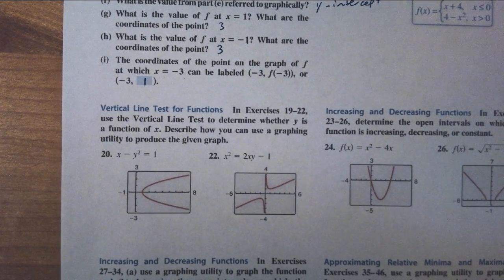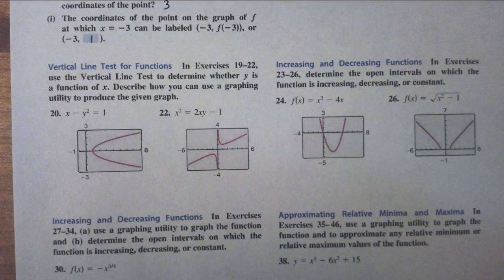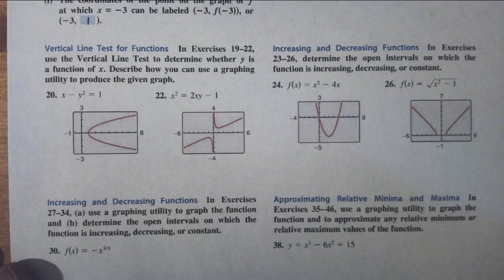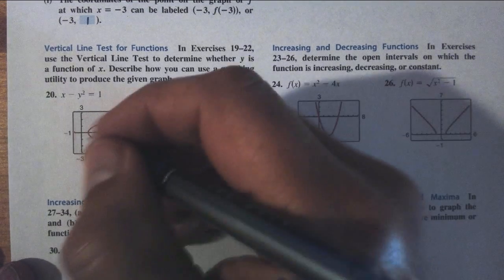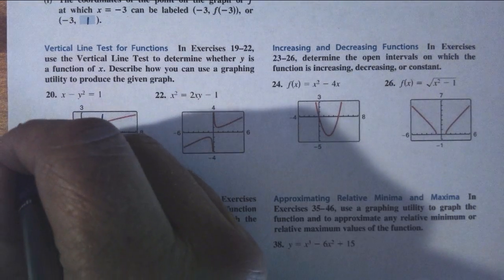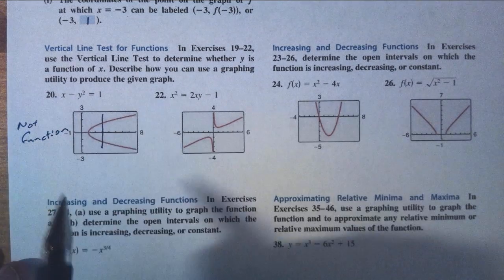Okay, I want to wrap up through 40 here and then split this into 2 videos. We'll be doing this section over a couple days. Vertical line test for functions. Oh, this is a nice simple one. Use vertical line test to determine whether y is a function of x. Describe how you can use a graphing utility to produce the given graph. So this is clearly not a function. Not a function. Now, how could we graph this?